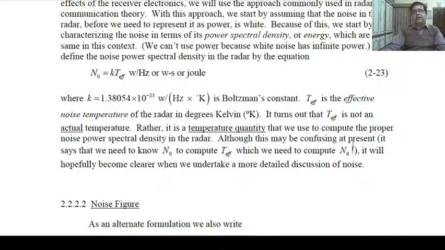Although this may be confusing at present, it says that we need to know N0 to compute T effective, which we need to compute N0. It will hopefully become clearer when we get a more detailed discussion of noise.